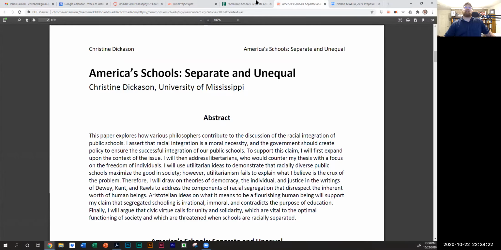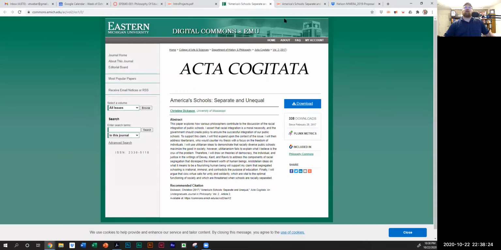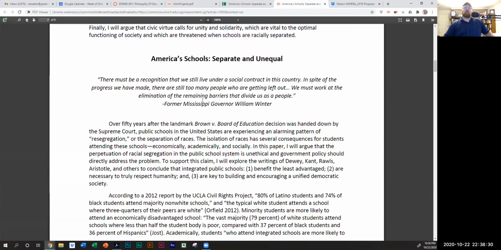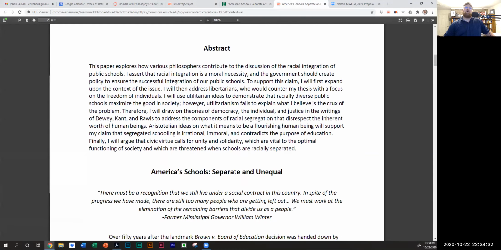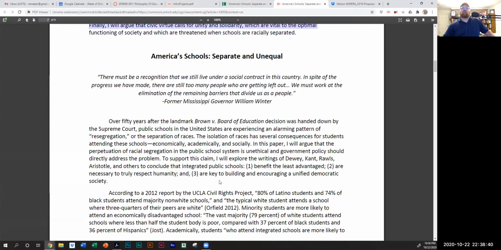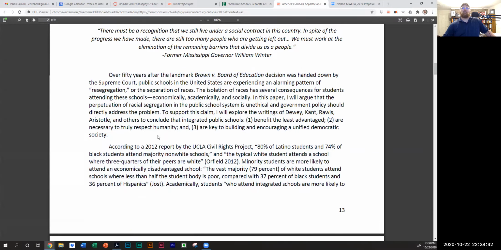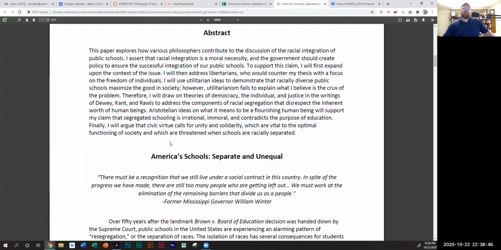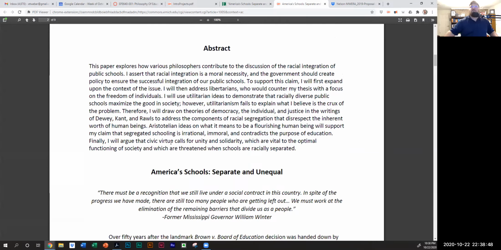This is Christine Dickinson's paper in Acta Cogitata called America's Schools, Separate and Unequal. And I'm going to read her abstract. An abstract can be an introduction, but it's often shorter, actually. But notice that the first paragraph, anyway, is even shorter than her abstract. It might be her introduction, but this is after several steps of refinement and tightening up and concision, right?